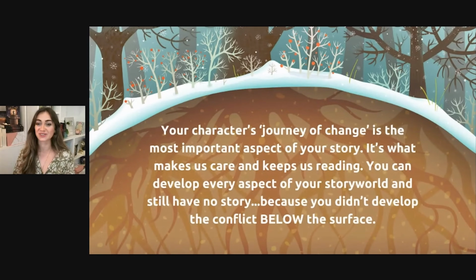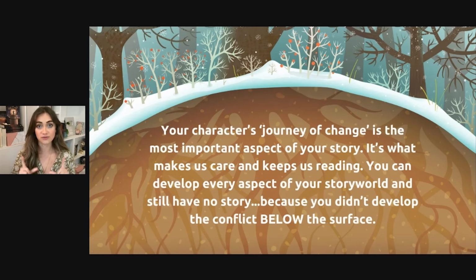We're going to do this a little bit differently because your character's journey of change, like we always talk about, is the most important aspect of your story. Okay, it's what makes us care and keeps us reading. So you can develop every aspect of your story world, like the gods and the natural laws and the politics and all of that, and still have no story because you didn't develop the conflict below the surface.